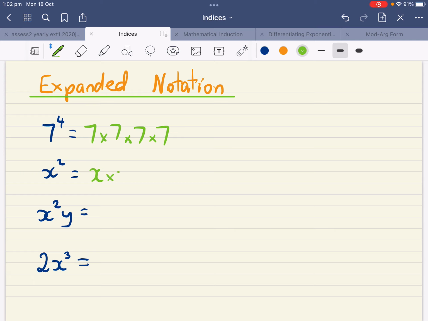Well, it's just going to be x times x, let's be honest. This one here, x squared y, x times y, right? That's how you'd write it in expanded notation. And the very last one would be 2 times x times x times x. And you can see why I'm doing my x's a little bit curvy. Otherwise, they just look like timeses, and everyone's getting confused.